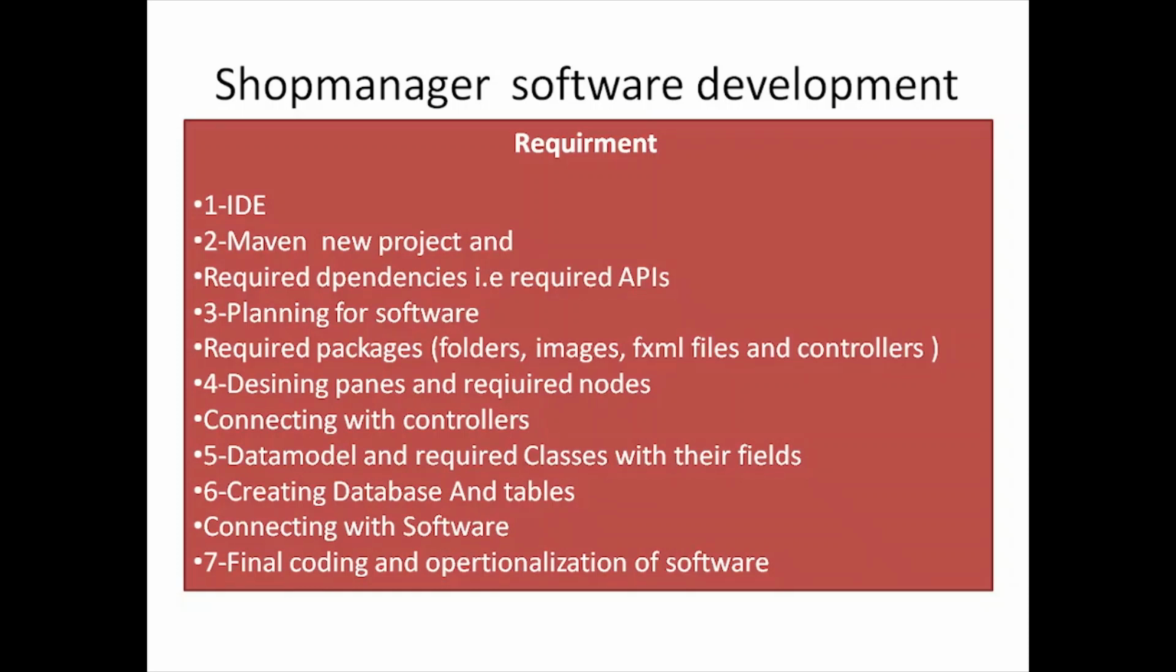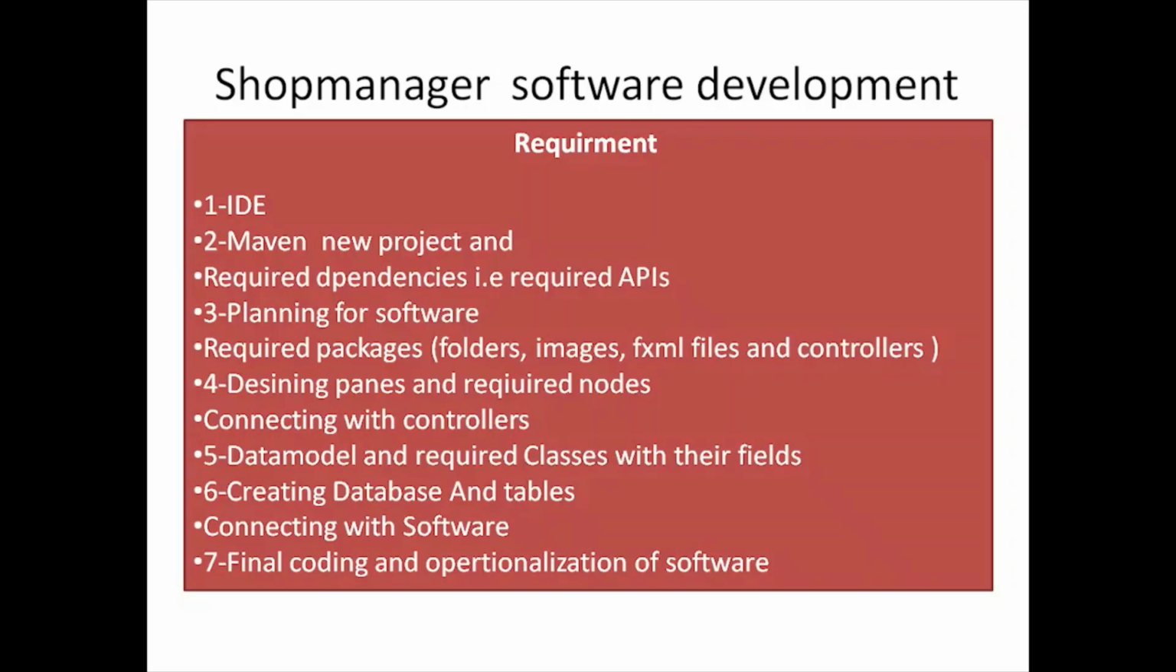Step 4. All these required nodes will be connected with their separate controllers. Each view must have its controller so as to cooperate and bring all required data in case of operation. So we have to make a view and its controller. After that, the fifth step is the data model and required classes with the fields.